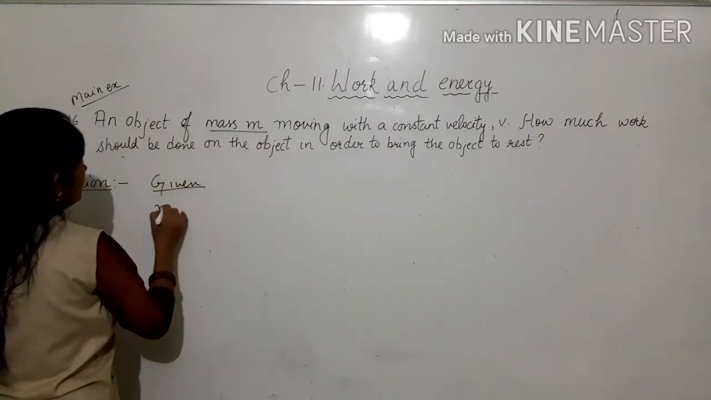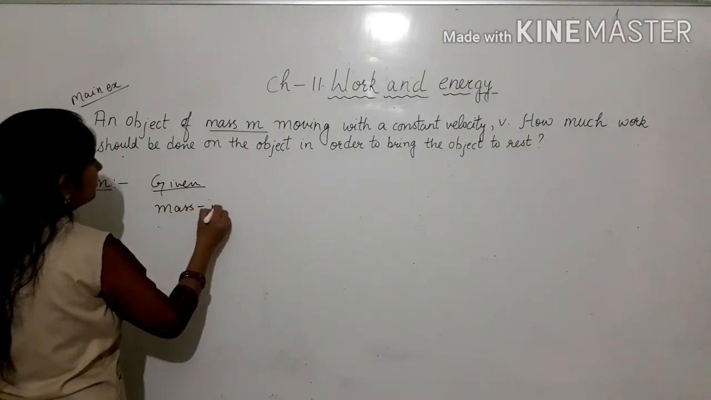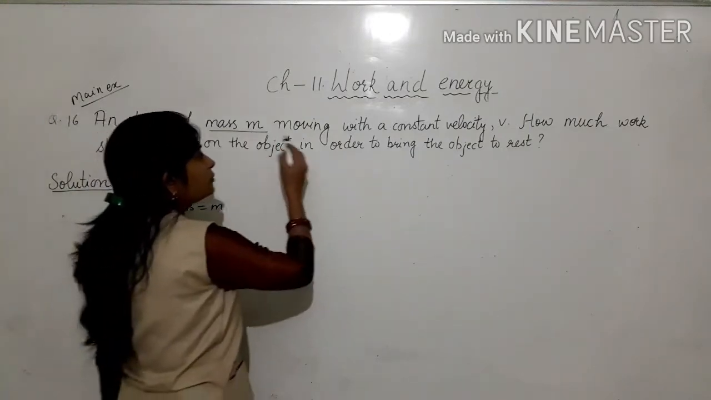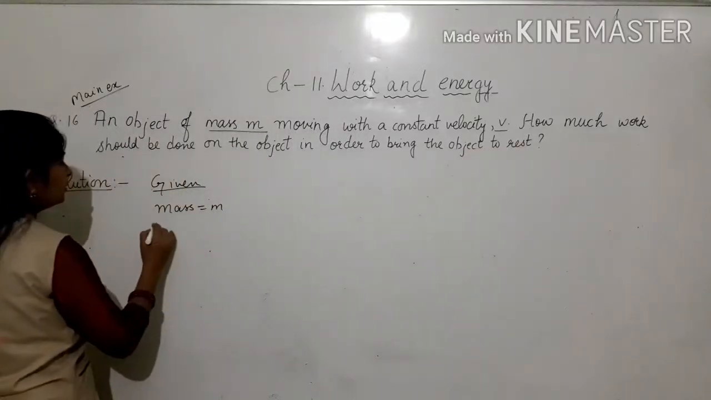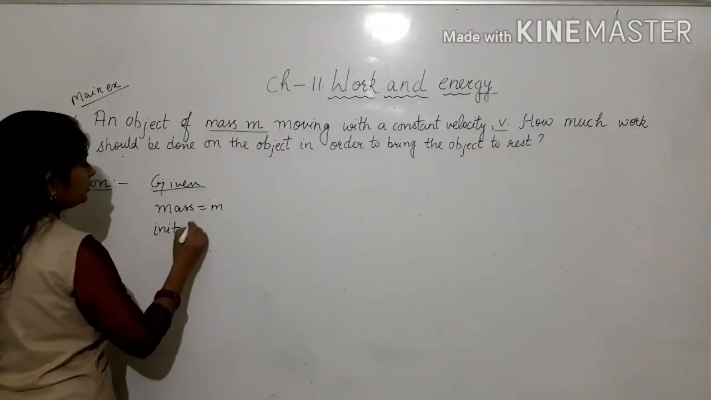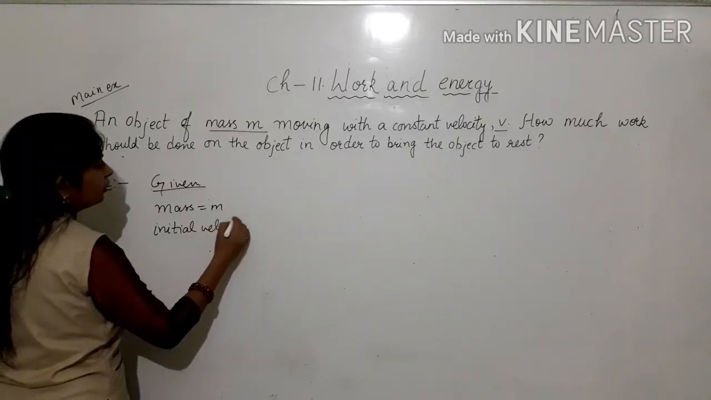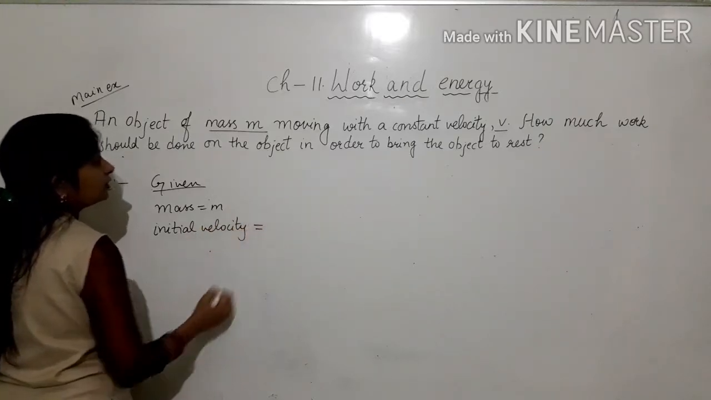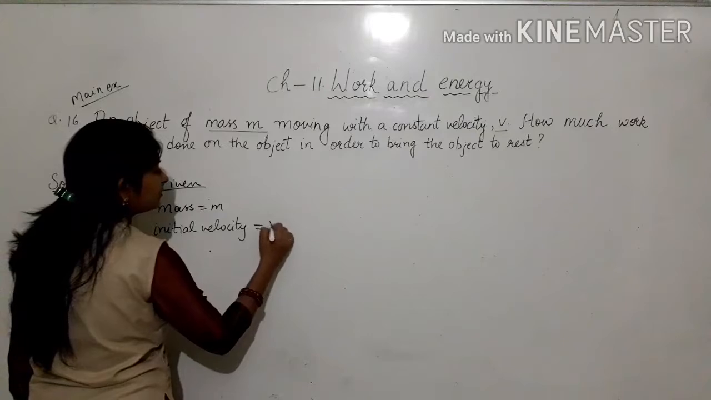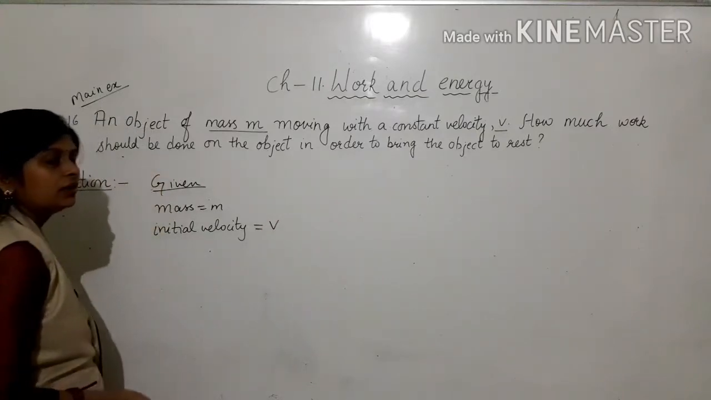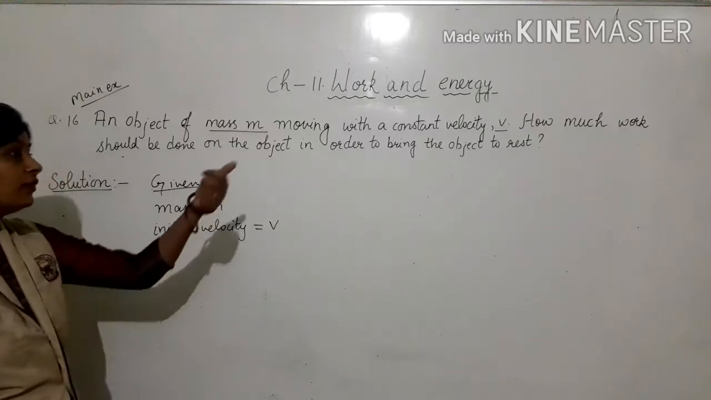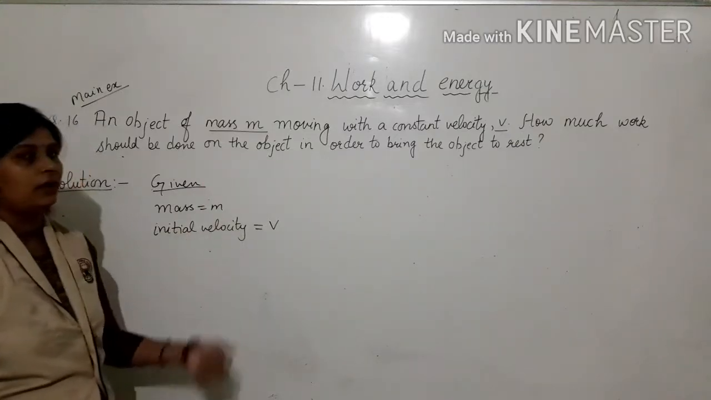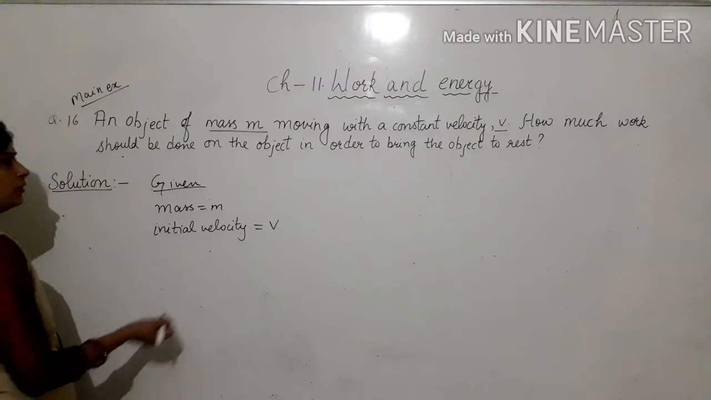So mass is m and it is moving with a constant velocity v. So here the initial velocity of the object is given as v. We know that initial velocity is denoted with u, but it is given v in the question, so we have to write v for initial velocity.